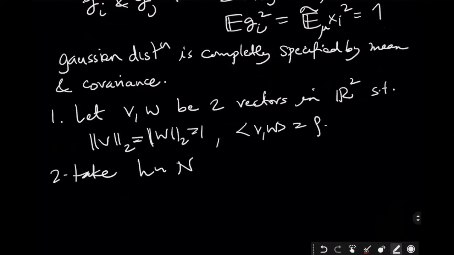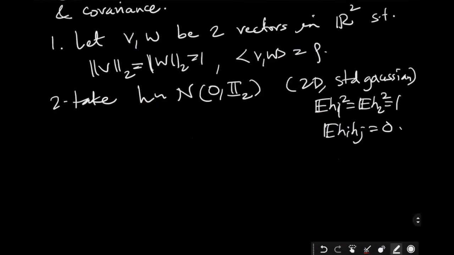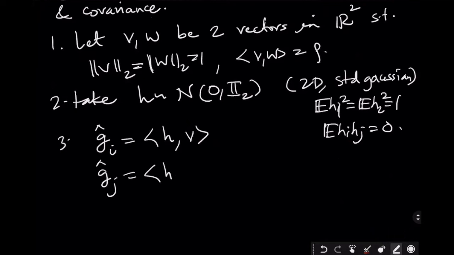Now take H to be a standard Gaussian random variable in 2 dimensions. By standard Gaussian, I mean Gaussian with mean 0 and correlation 0, and all variances 1. So this is a Gaussian where E[H1 squared] equals E[H2 squared] equals 1 and E[Hi Hj] is 0. Now, consider the following random variables. Let's call them GI hat equals the inner product of H and V, and GJ hat equals the inner product of H and W.